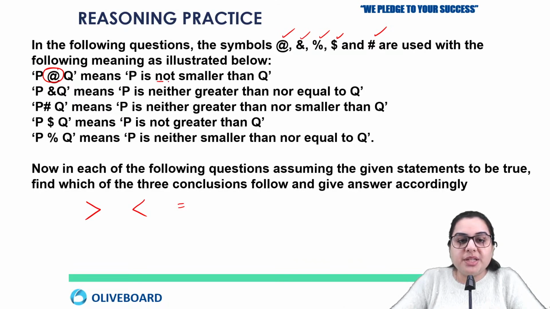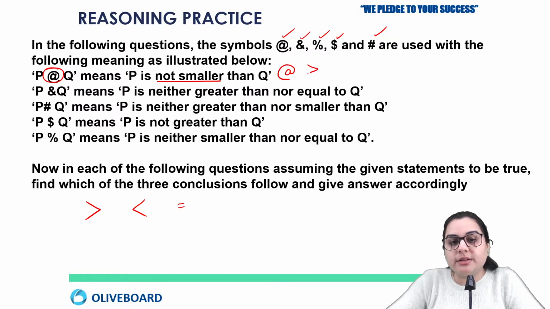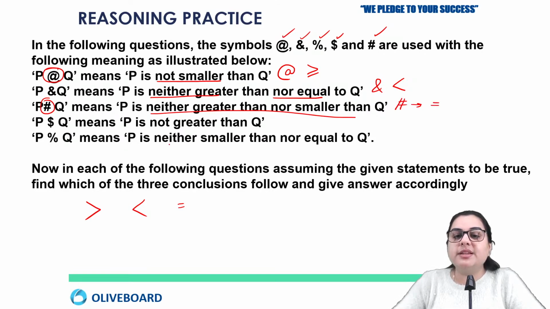So first symbol is at the rate. At the rate means not smaller. So not smaller means we are left with two signs, which is greater, equal. So at the rate means either greater or equal. Next is your and. Here and means neither greater nor equal. So we are left with just one sign, that is smaller. Next we have hash, which means neither greater nor smaller. That means hash means it is equal.